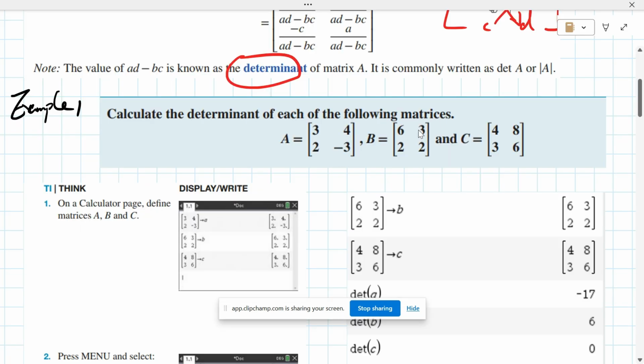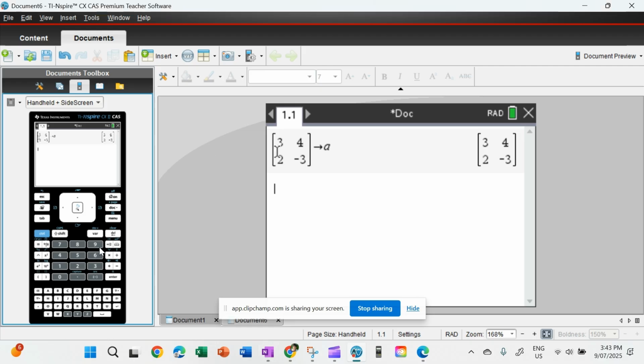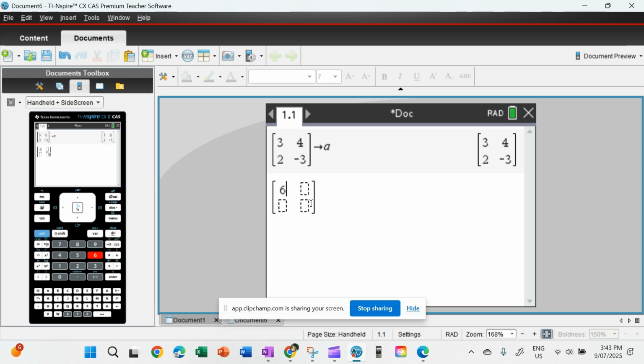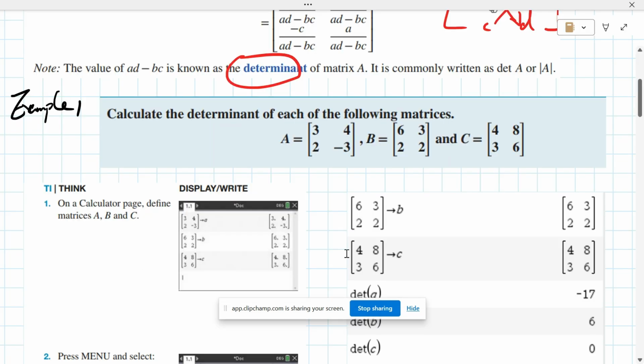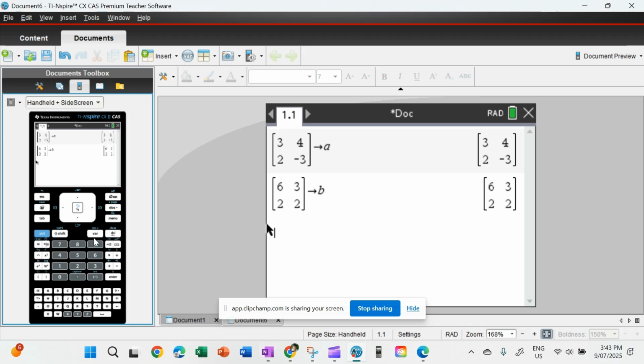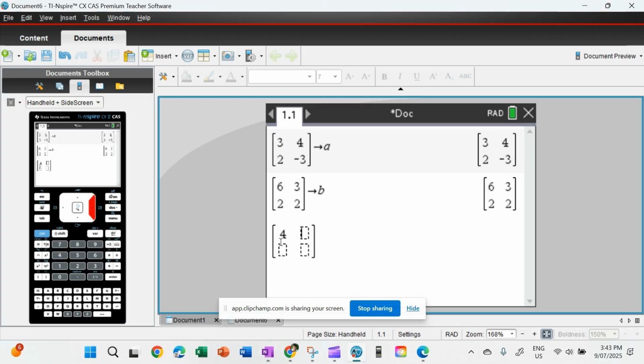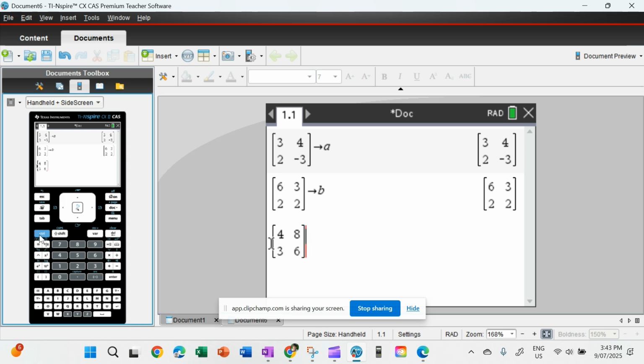And another one. We'll keep it all 2 by 2, since we're doing the inverse, and we're not going to go crazy, so we only focus on 2 by 2. So 6, 3, 2, 2. That is matrix B. And then C, which is 4, 8, 3, and 6.